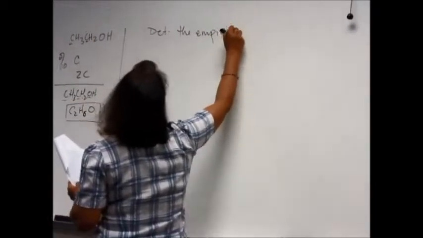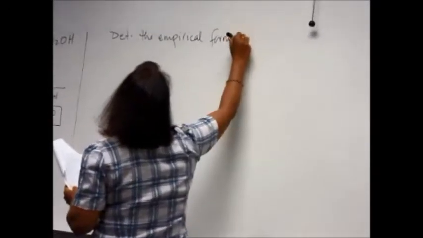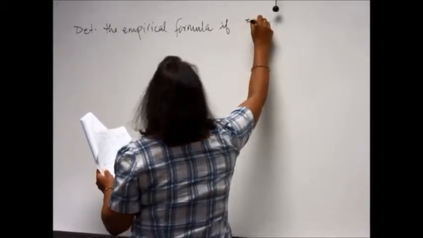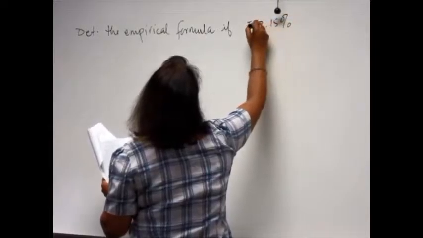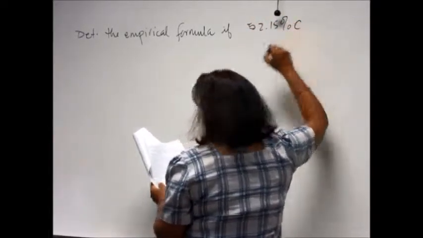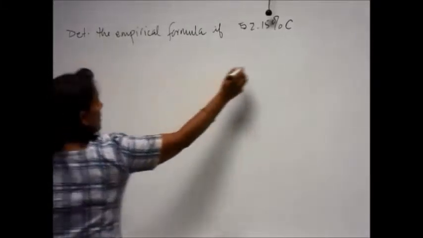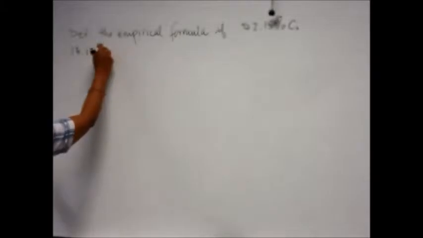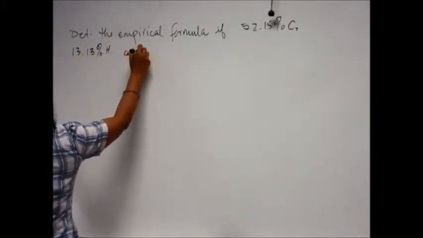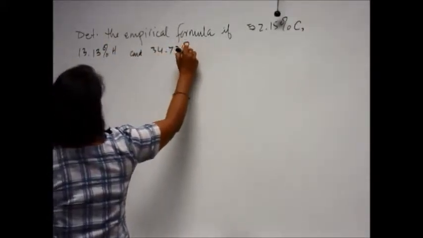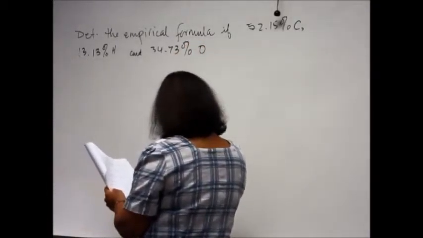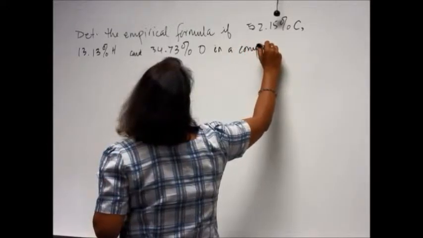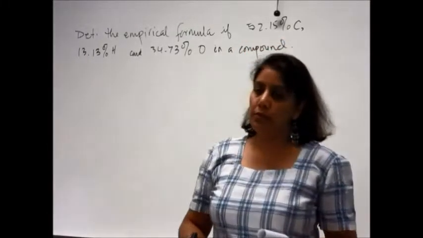Determine the empirical formula if you have 52.15% carbon, 13.13% hydrogen, and 34.73% oxygen in a compound.